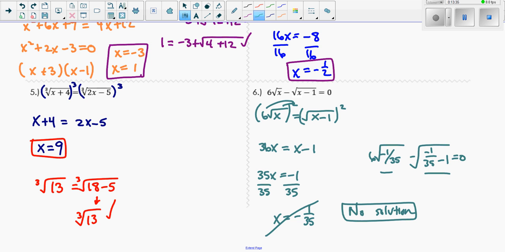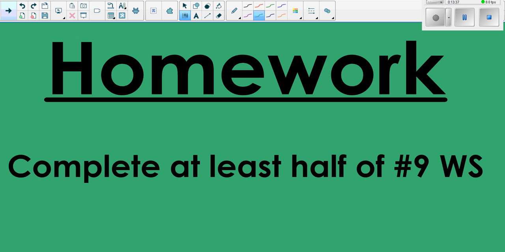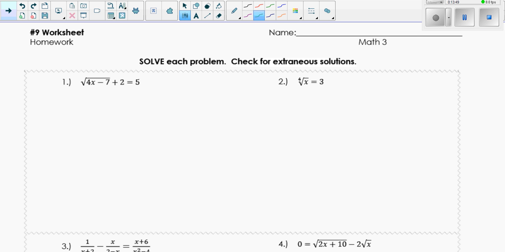Alright, so that should be a couple more problems than with radicals. Your homework tonight is just to complete half of your worksheet. It's actually long just because I kind of mix and match the next 2 days. I would try to complete at least half of it. Feel free to complete more because then it's less homework that you have to do tomorrow night. But yeah, I mean, here's a bunch of solving.